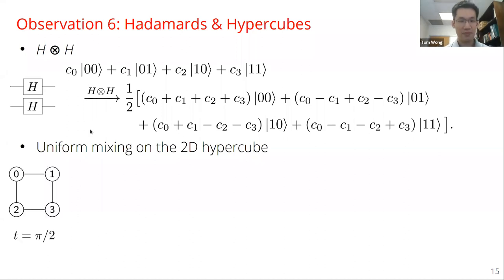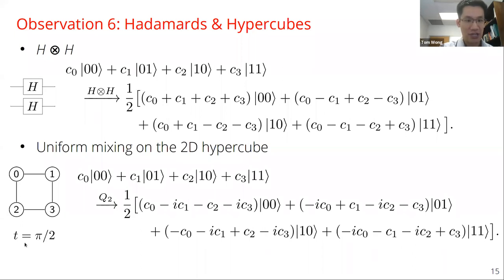All right, so let's look at uniform mixing on the two-dimensional hypercube, and the 2D hypercube is just a square. Uniform mixing happens on this at time pi over 2. If you start with a general state over these four vertices and evolve on this 2D hypercube, the resulting state that you get is this. We get a uniform superposition of these four original amplitudes, another uniform superposition of these four original amplitudes, and so forth. Just like we did up here, except we have different phases.